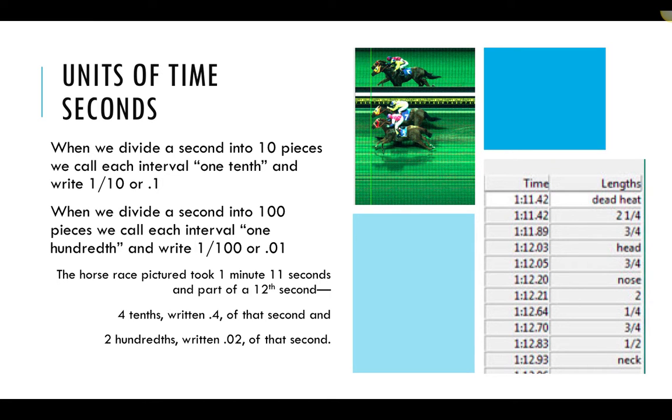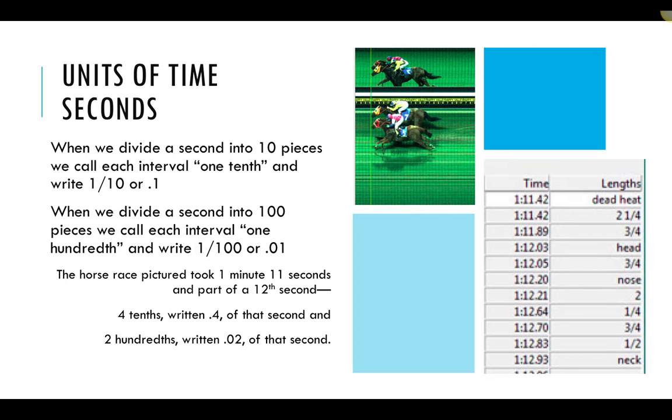Let's see, units of time in seconds. So when we divide a second into 10 pieces, we call each 1/10. We write 1/10 as a fraction or 0.1 as a decimal. Each read 1/10. When we divide a second into 100 pieces, we call each interval 1/100th, and we write 1/100 or 0.01. Each of those read 1/100th.